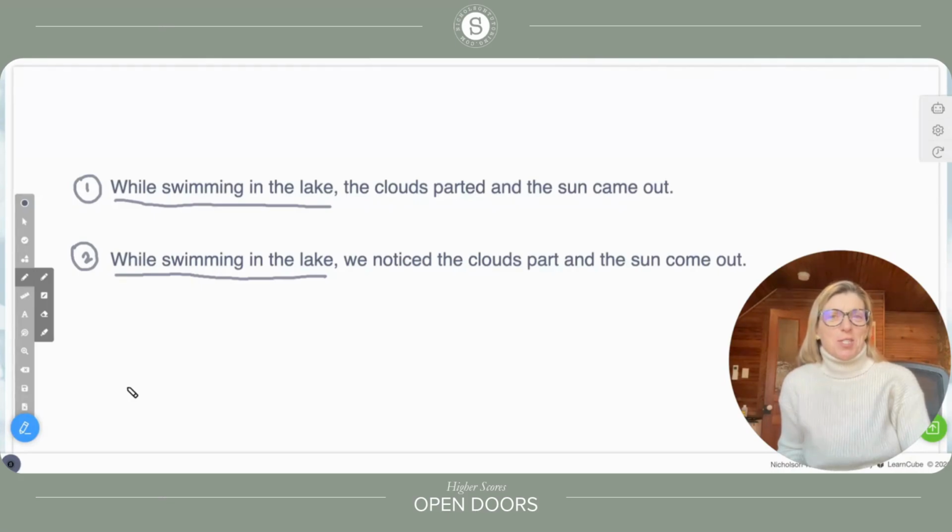It's Sarah here with Nicholson Tutoring, and today I want to talk to you about a grammar concept that you'll see tested on both the SAT and the ACT, and that's misplaced modifiers.